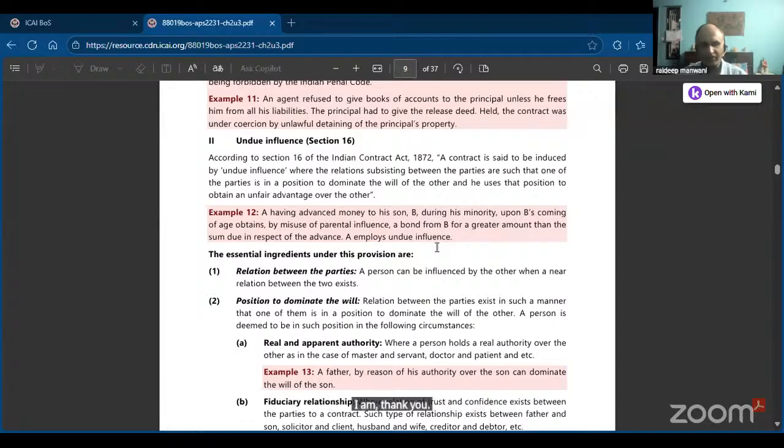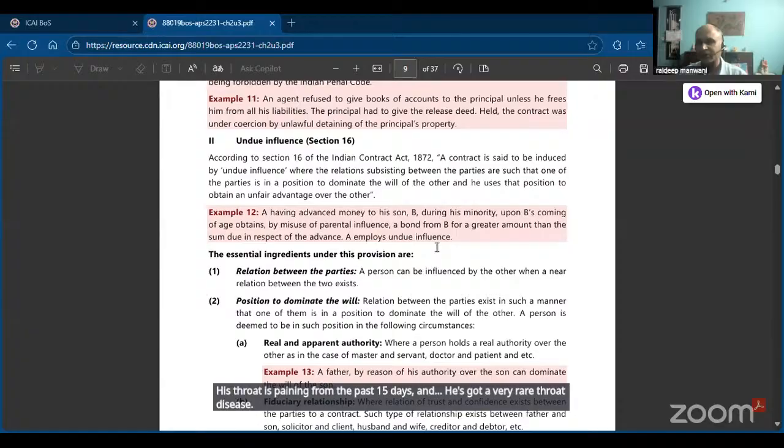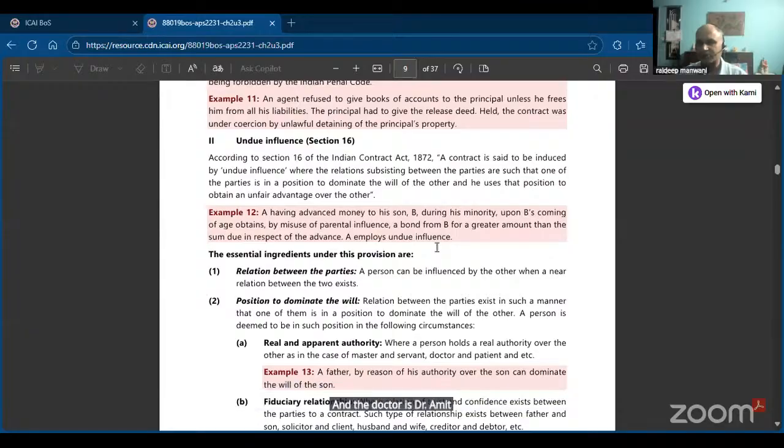Now, Adrut has a very bad cough, and his throat has been paining for the past 15 days, and he's got a very rare throat disease. And the doctor, Dr. Amit, comes over to his house to treat him. Or Dr. Kushal, we'll take Kushal. Kushal, you're there? Yes, sir, I'm there.